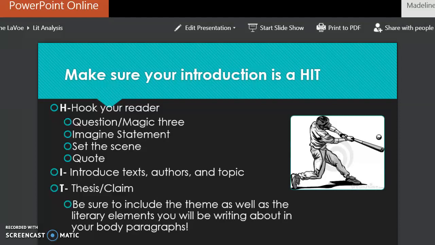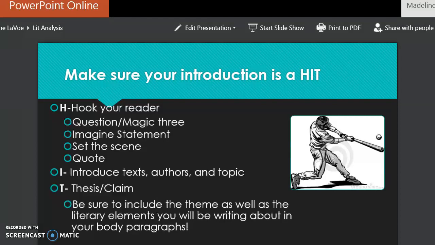So who can remind us and refresh our memory? What does the H stand for when we're writing that introduction? Yes, Zach. To hook your reader. Hook your reader, exactly. We want to hook our reader in that very first line of our essay. Now, remember, when you're writing an essay, the hook strategies that you use are going to be a little bit different than the strategies that you would use when you're writing a narrative.